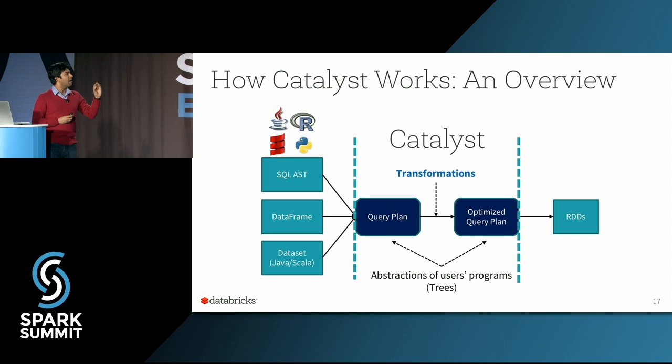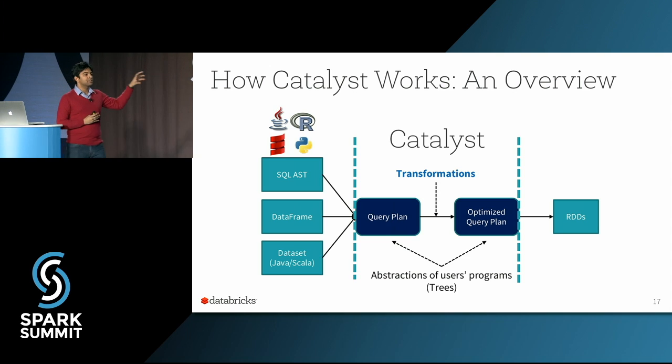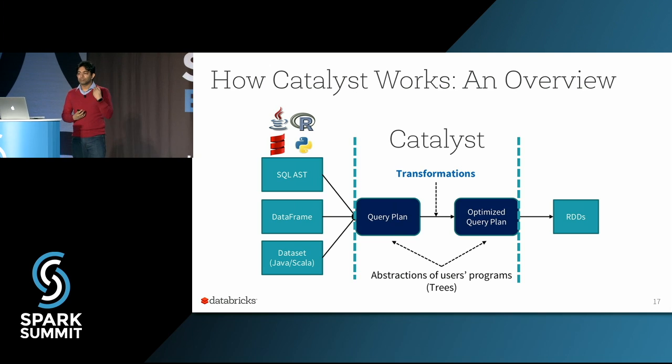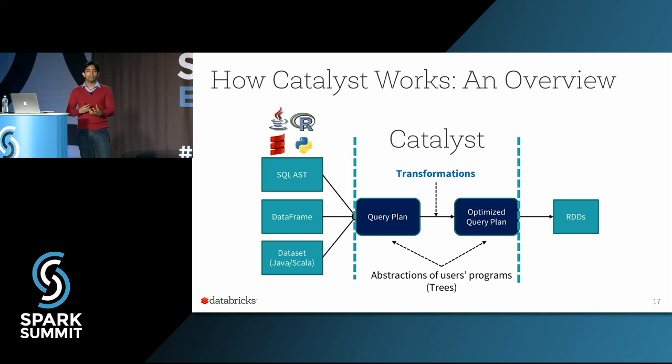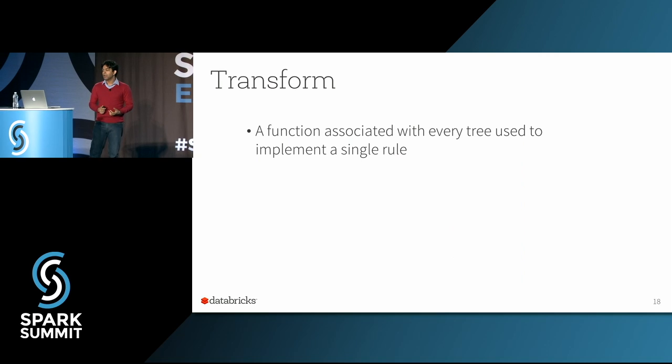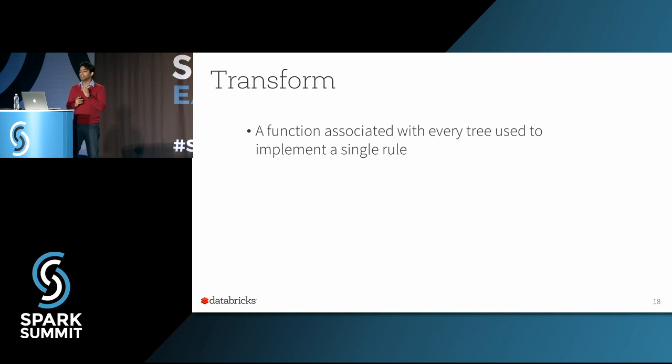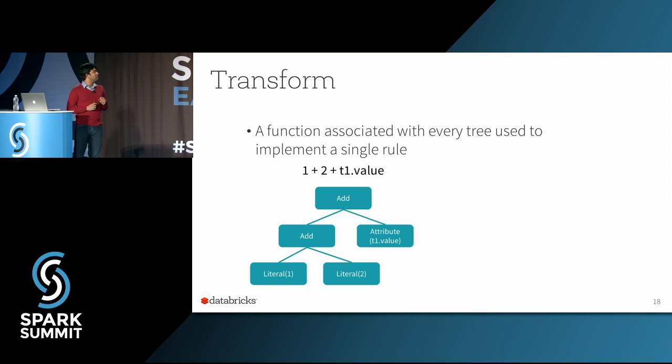So once we have this query plan, once we extracted these expressions and these data operators, we were able to construct this query plan. We start off with a logical query plan. And the next step Catalyst does is to apply a series of transformations on this logical query plan in order to optimize this query. Now, logically, a transformation is just a function that's associated with every tree, and it implements a single rule. So I'll show you what I mean by that.